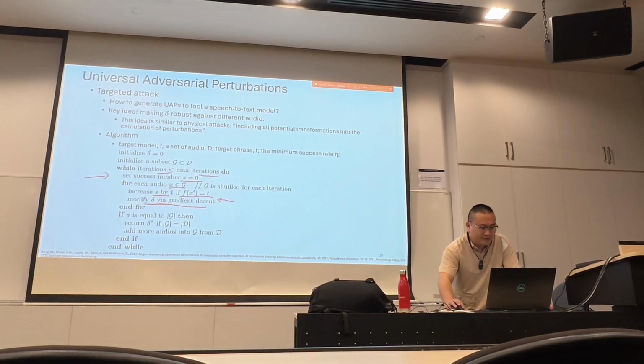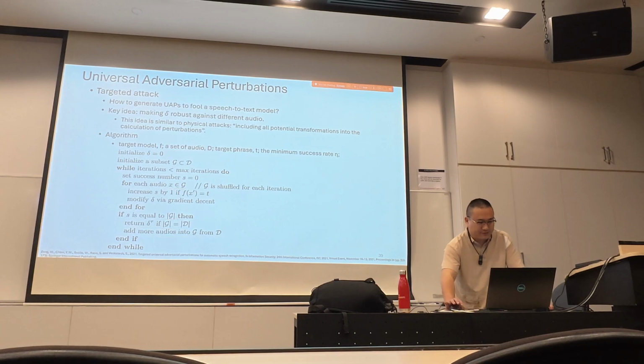Okay. After we do this for all the audio in the subset, we check whether we have fooled all the audio in the subset. If we have considered all the audios, we just return the UAP. If not, we add more audios into the subset. And at the end, our UAP can fool all the audios we consider here.